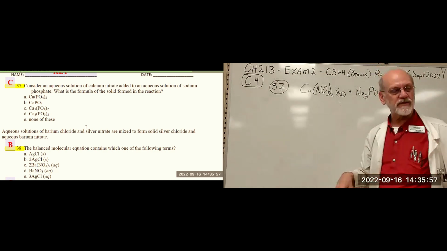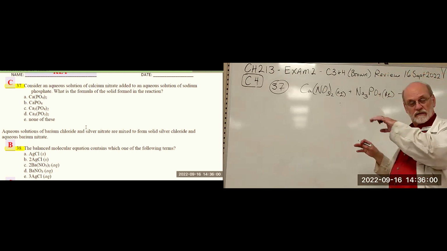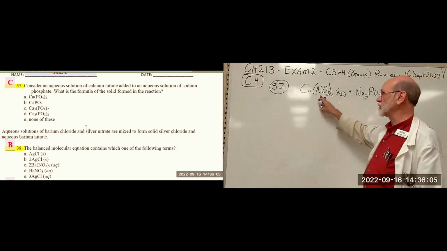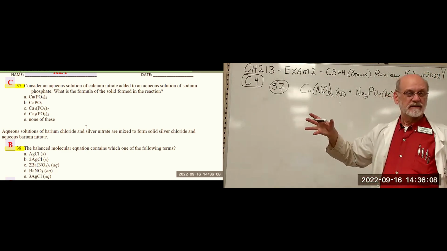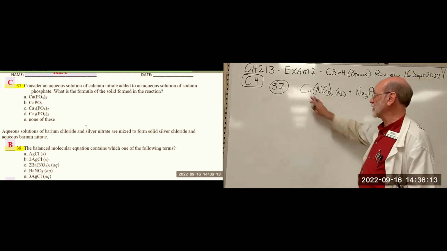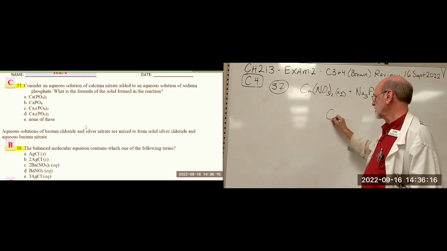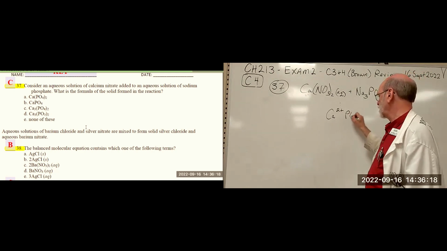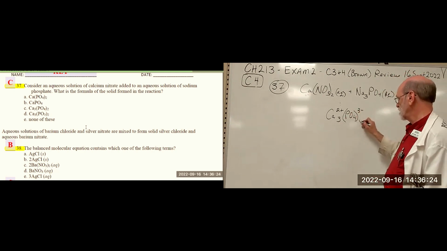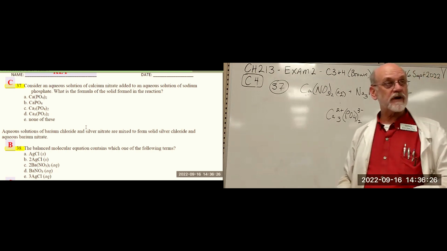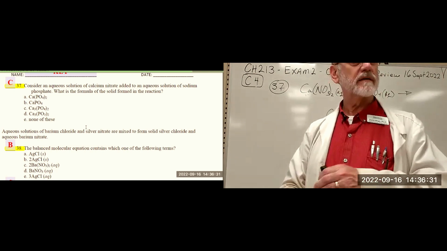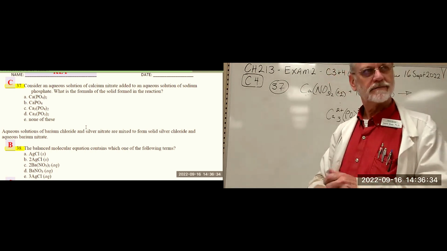So you don't really have to balance the reaction. You just have to know what are the cations and anions that can interact. So if we interact sodium with nitrate, what do you get? You get a soluble salt, right? So they're spectators. So what do you have left? You have calcium and phosphate. We need 3 here and 2 there. So calcium 3, phosphate 2 is the formula. And that is letter C. Okay.